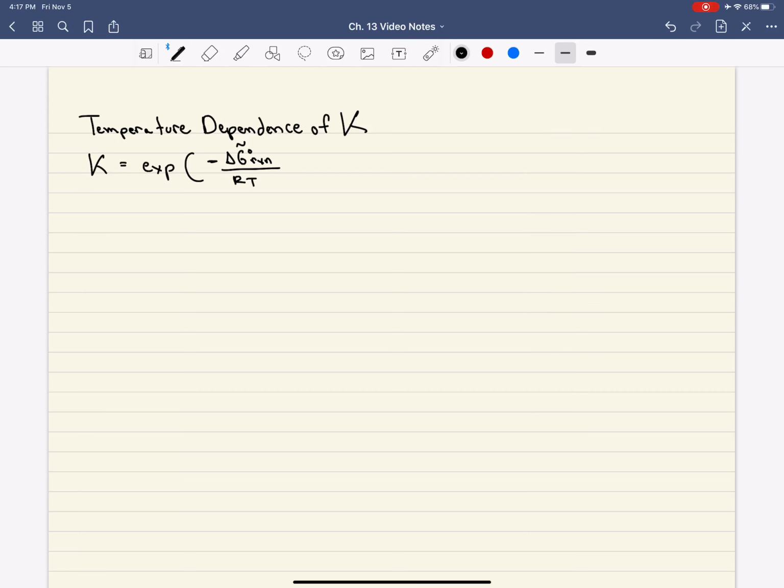Okay? All right, and so to get a better understanding of the temperature dependence, we're going to rearrange this equation so that we have natural log of K on the left-hand side and delta G reaction over RT on the right. We're now going to take the partial derivative of the natural log of K with respect to T. So we'll do that on the right-hand side too.